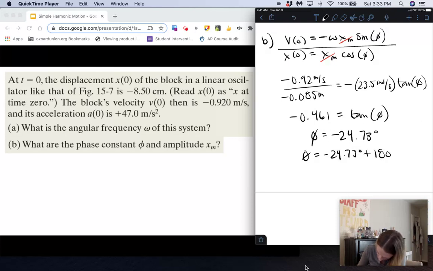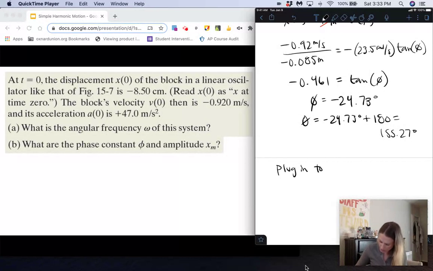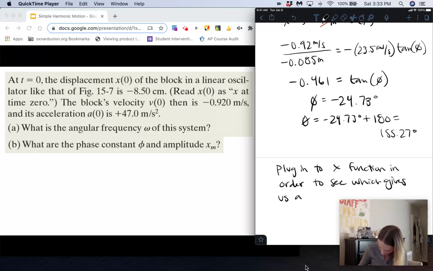So if I add 180, we also get 155.27. And so what we have to do here is see which one of these gives us a positive x sub m. So we have to plug into our position function in order to see which gives us a positive xm.